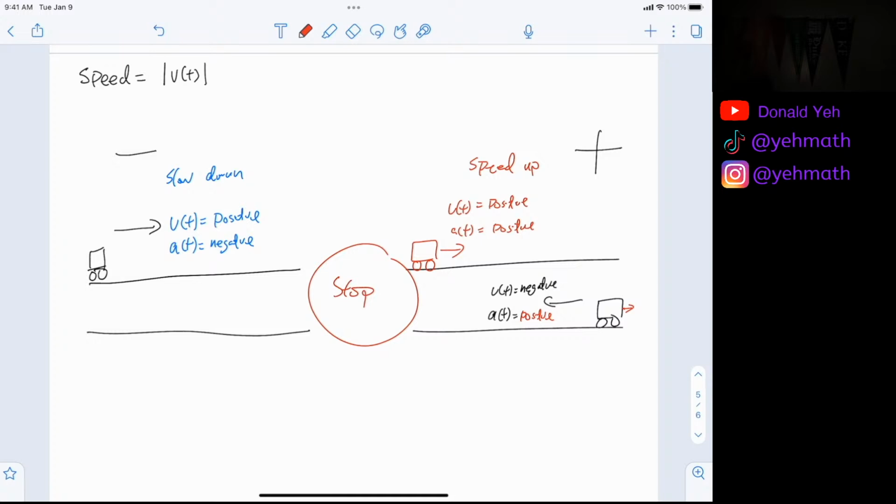Because we are assigning this direction is positive, this direction is negative. So if it's the other way around, it could be different too. You can do whatever you want. So let's just say if I'm going this way, I'm going in the negative direction, but my acceleration is pulling this way to really stop me at a stop sign. Does that make sense?